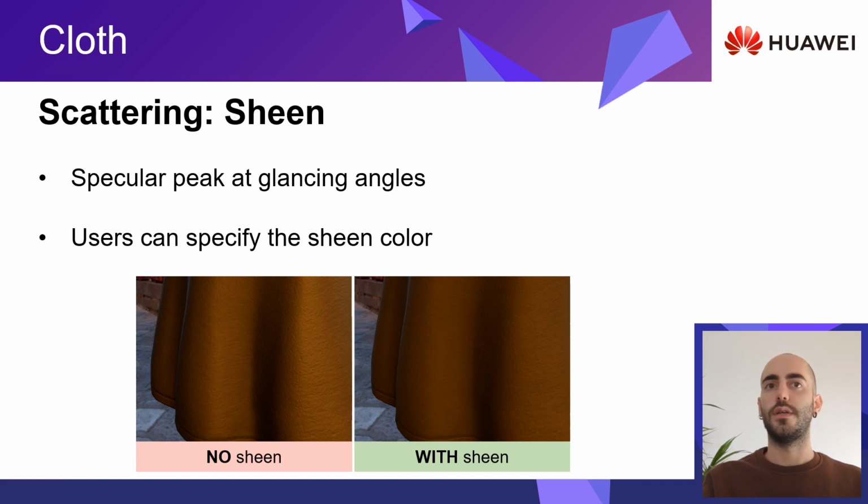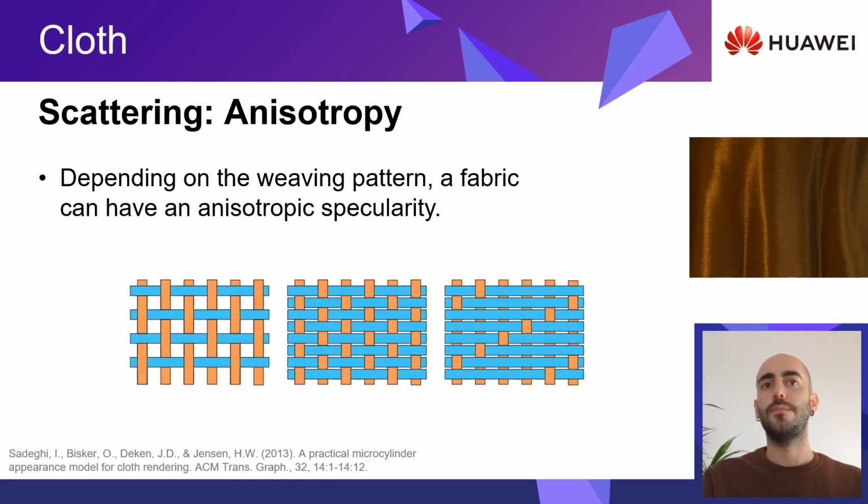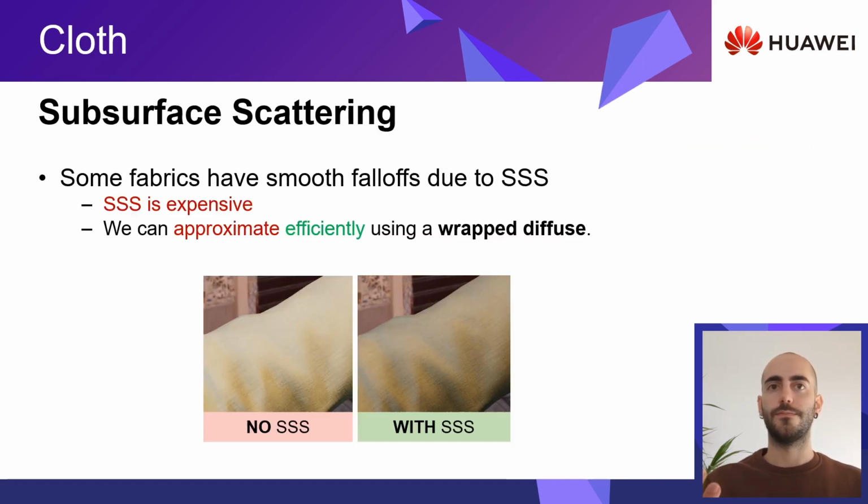A typical feature in some cloths is sheen. This is a specular peak at glancing angles due to the waving nature of cloths. In O3D, users can specify the sheen color. Also, depending on the waving pattern and the frequency in each direction, a fabric can have an anisotropic specularity. This is reproduced in O3D as well.